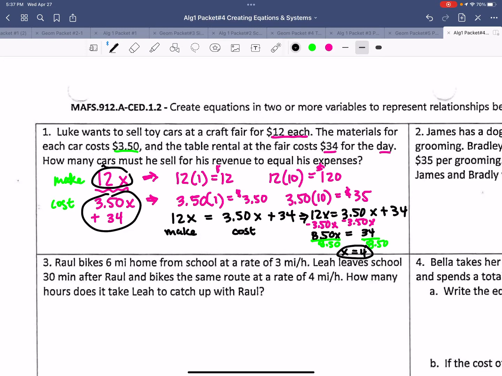How many cars must he sell for his revenue and expenses to equal each other? We get our answer 4. Now, can we check this? Sure. If we plug in 12 times 4, we can ask ourselves, is it equal to 3.50 times 4 plus 34? So 12 times 4 is 48. 4 times 3.5 would be 7, 7 and 7 is 14, so that would be 14 plus 34, which is equal to 48. So now I'm extra sure that my answer is 4.